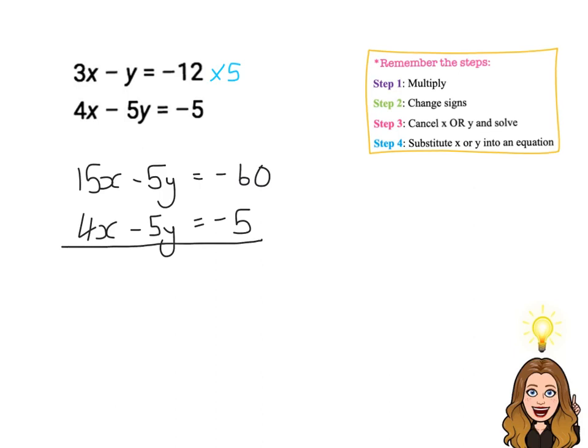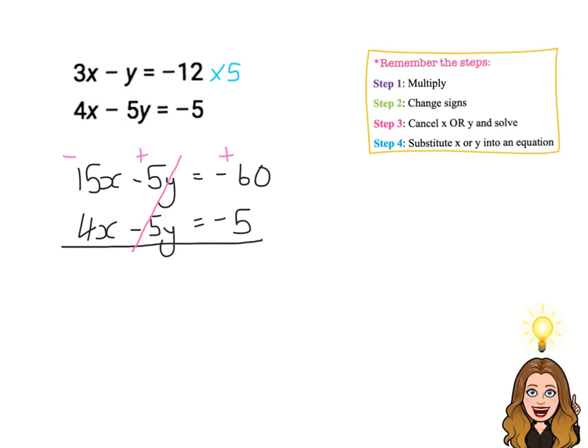Step 2 says I need to change the signs, and I do, because if I have two minuses, that will actually give me minus 10y, and I need to cancel them, so I need to multiply across by a minus. So I do that now, I change the signs. So this was a plus, so now it's a minus. Minus by a minus is a plus, and a minus by a minus is a plus. So now I can cancel here, and the second part of step 3 says to solve for x or y.